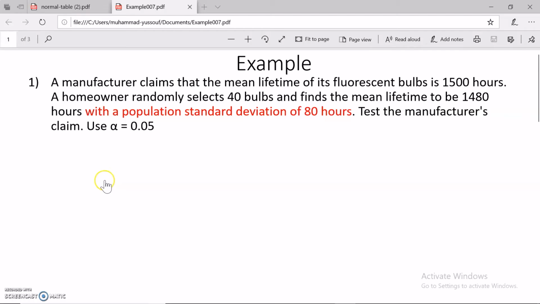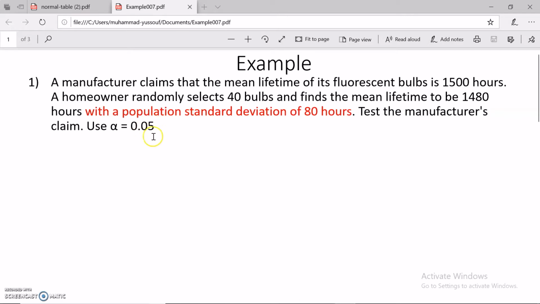A manufacturer claims that the mean lifetime of its fluorescent bulb is 1500 hours. A homeowner randomly selects 40 bulbs and finds the mean life to be 1480 hours. With a population standard deviation of 80 hours, test the manufacturer's claim. Use alpha equals 5% or 0.05.